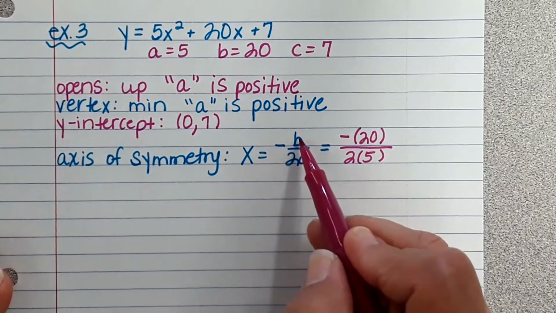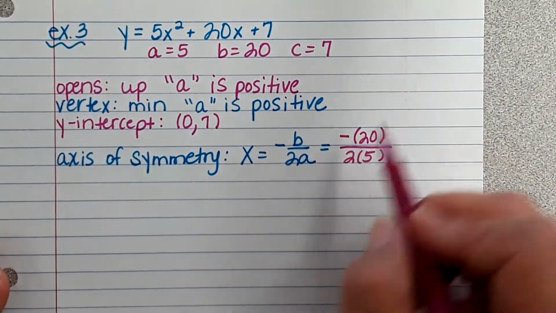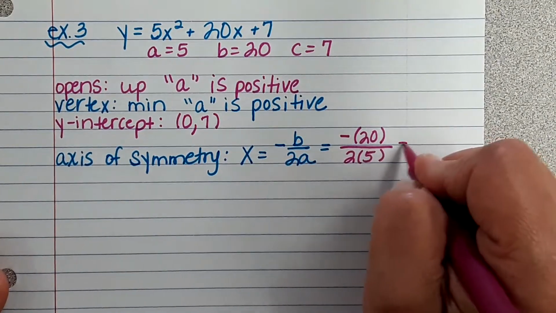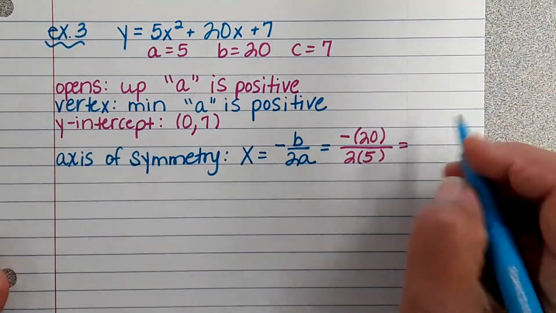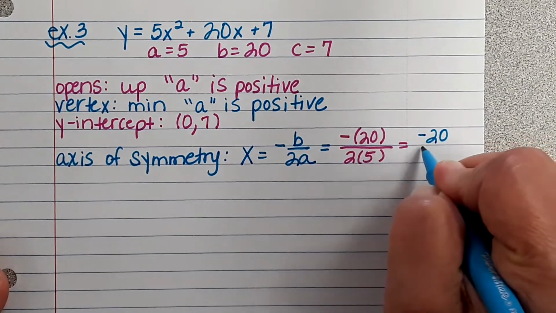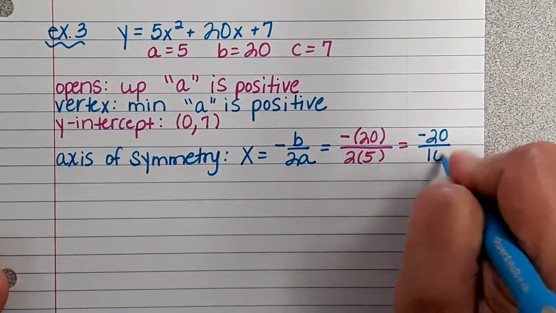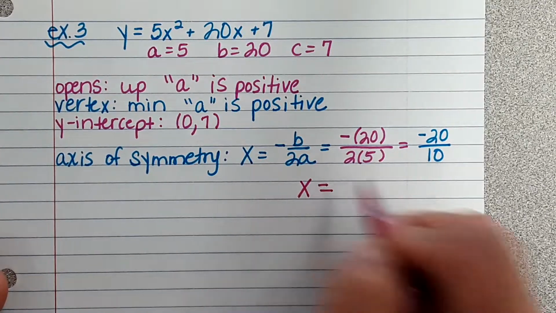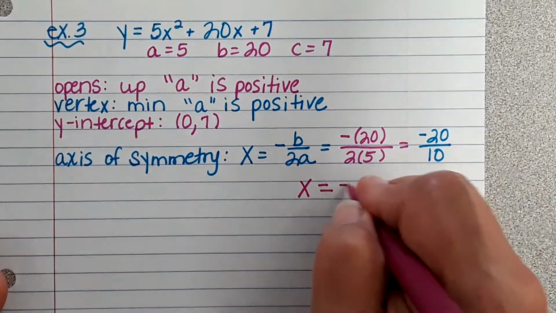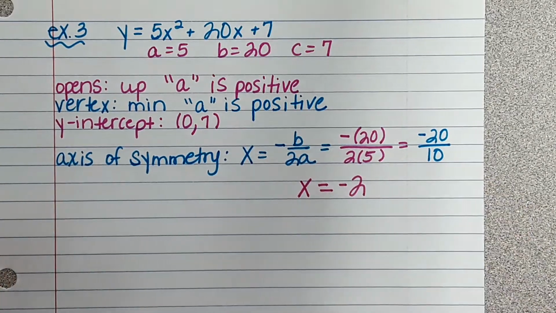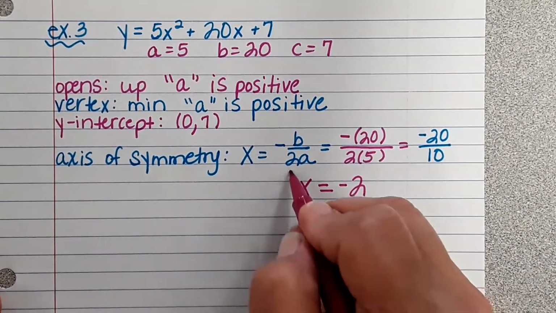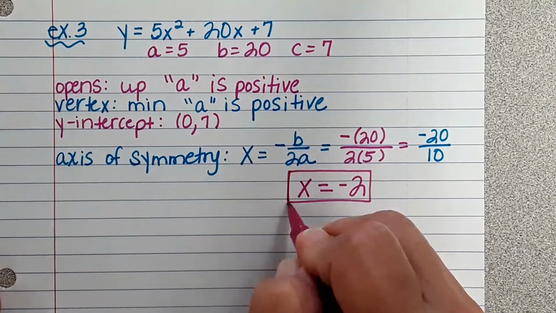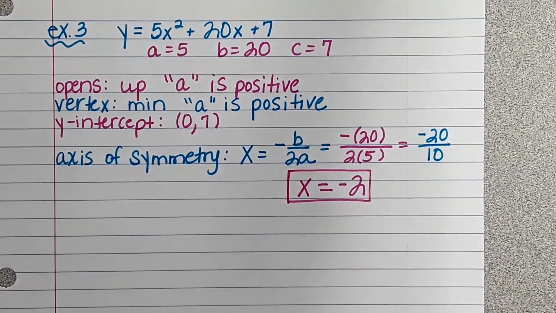Remember, this is the opposite of b over 2 times a. What is the opposite of 20? Negative 20. What is 2 times 5? So my axis of symmetry equals what? Negative 2. You guys, when you write your axis of symmetry, there has to be an x in front of it because it is a line. So we're going to talk about that line tomorrow when we go to graph it, okay?